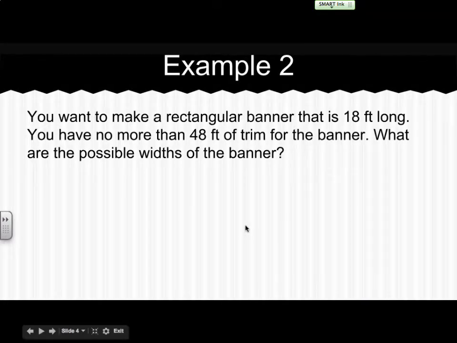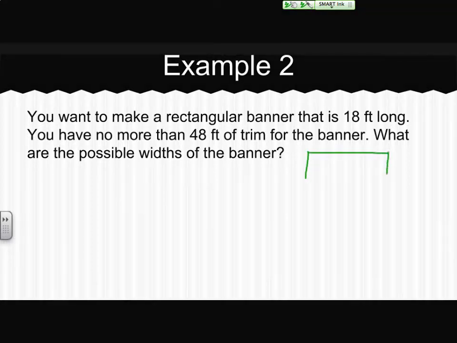Example 2 says you want to make a rectangular banner that is 18 feet long. You have no more than 48 feet of trim for the banner. What are the possible widths of the banner? Okay, so we're going to draw a picture. And it says that the banner is 18 feet long. So here's 18, here's 18. And we don't know what the width is, so we're going to call this W and W.